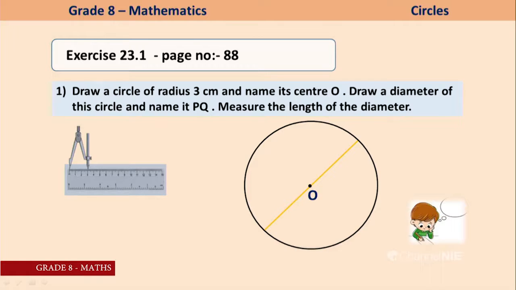Then draw a diameter of this circle. Now you know how to draw the diameter. Then name it as P and Q. Then measure the length of the diameter. When you measure the length, you can use the compass. Then you can keep your compass point on P and take the length of PQ. And also you can measure using a ruler. And there is a technique. You know the radius is equal to 3 centimeters and OQ is also 3 centimeters. Then diameter PQ is equal to 3 plus 3, 6 centimeters. The diameter should be 6 centimeters.